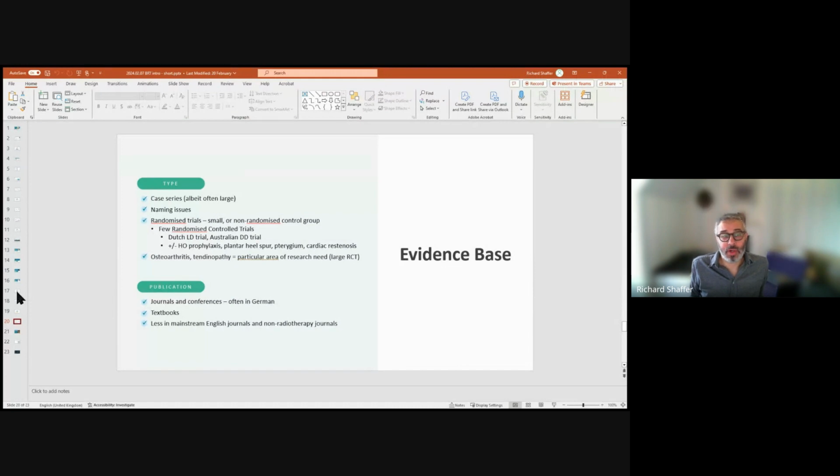There are some randomized trials. Particularly the Dutch have done a trial for Ledderhose disease, which is like Dupuytren's on the feet, and they did a very, very good quality randomized controlled trial versus sham radiotherapy, which was positive. There are randomized trials looking at prophylaxis of heterotopic ossification, plantar fasciitis, and various other things. But I do feel that the particular area of research needed is in osteoarthritis and tendonitis. And of course, these things do need to be published so that people actually read them, ideally in English language journals rather than in textbooks or in German journals and conferences.